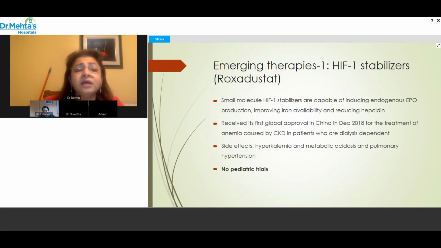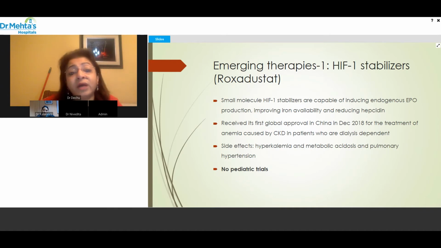It first received global approval in China not too long ago, December 2018. The side effects are hyperkalemia and metabolic acidosis and pulmonary hypertension. To date, there are no pediatric trials that have even been started or ongoing, because we're still waiting for all of the adult literature to come out.